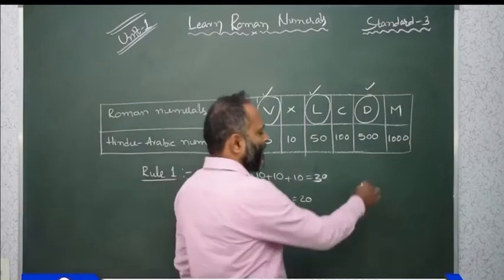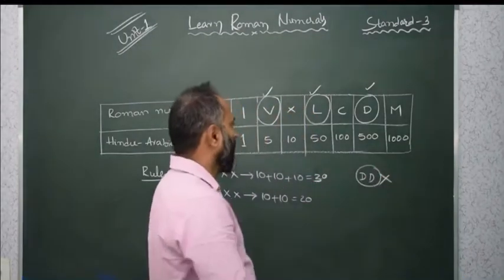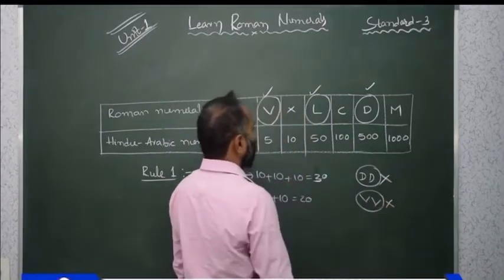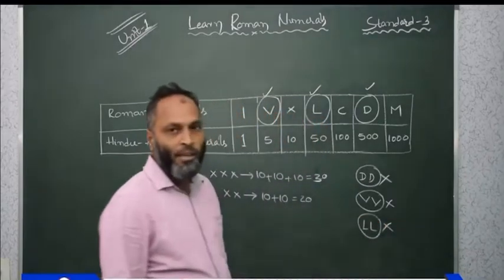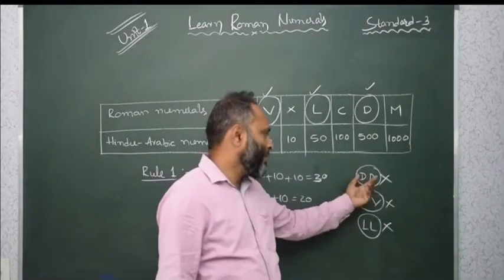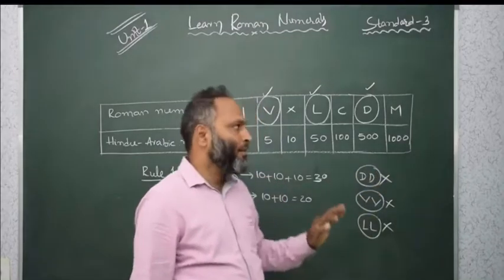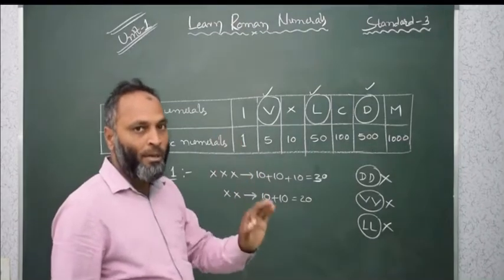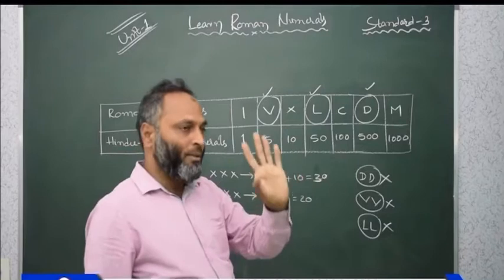Like DD, it never repeats, and VV, it never repeats, and LL, it never repeats. These Roman numerals never repeat. Other than this, other Roman numerals repeat. If Roman numerals repeat, it means we have to add. How many times it repeats, that many times we have to add.